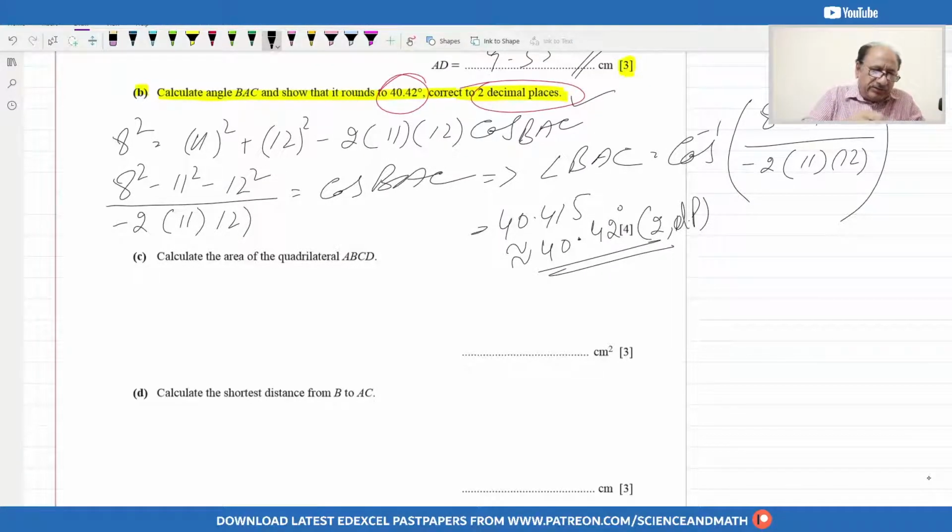Next, C part is: calculate the area of the quadrilateral ABCD. So you can try that one, Mr. Sanjay Marcus.